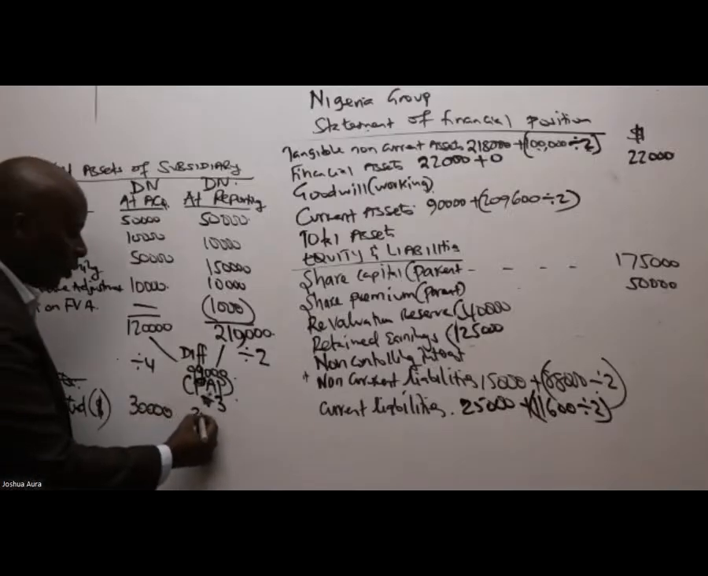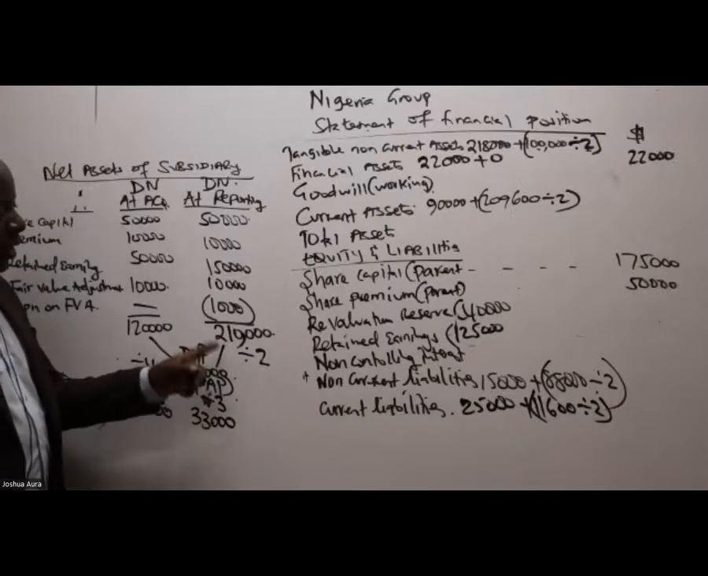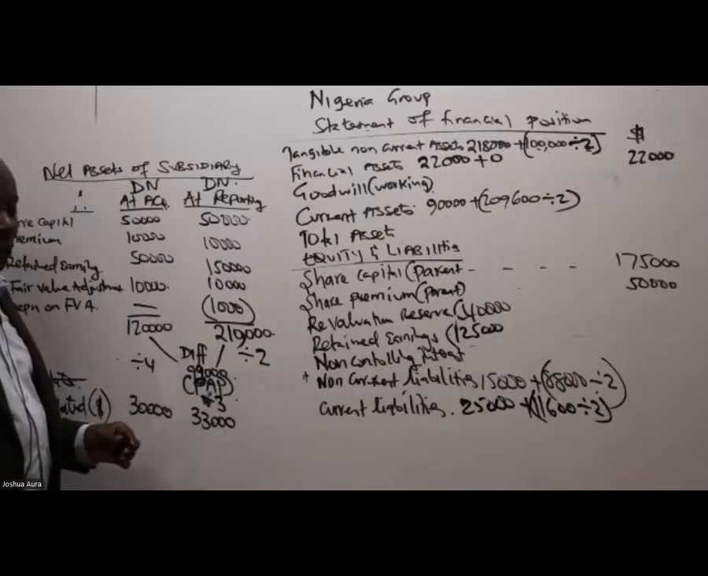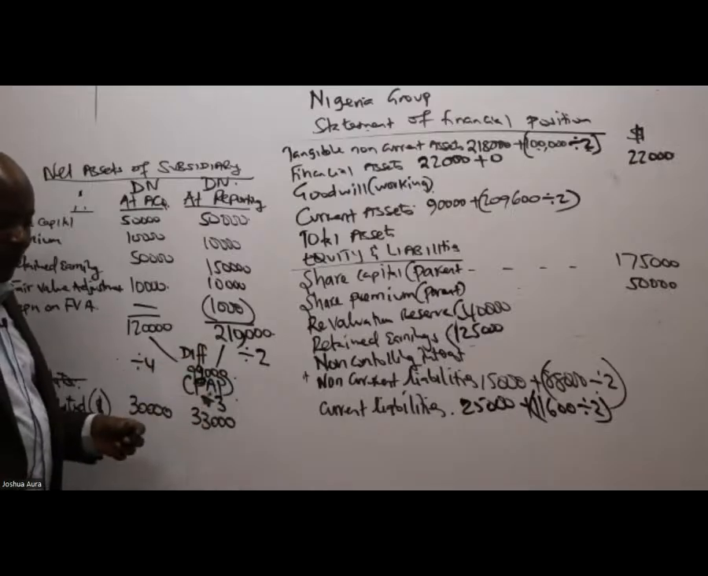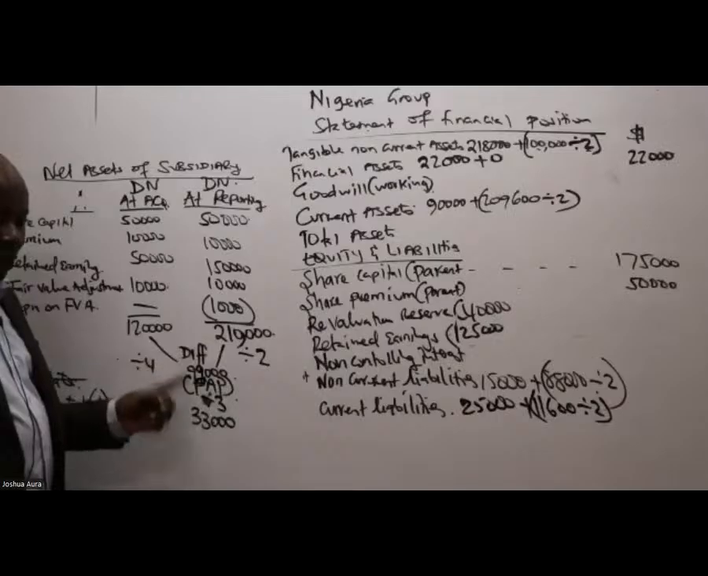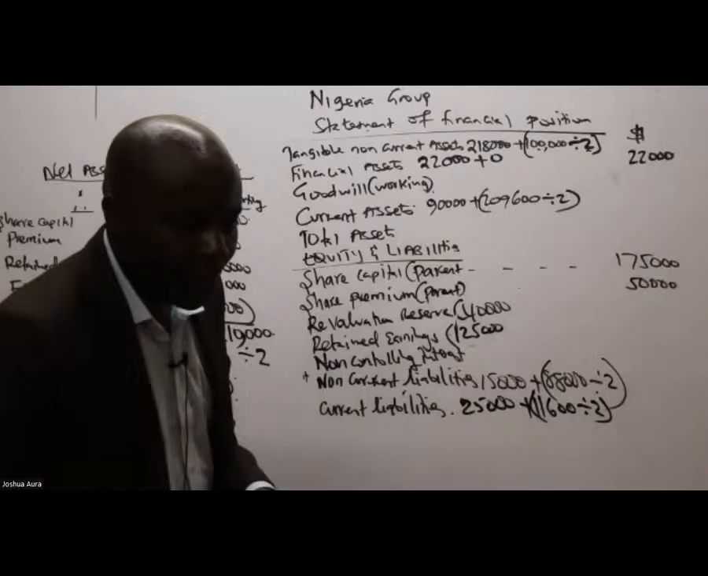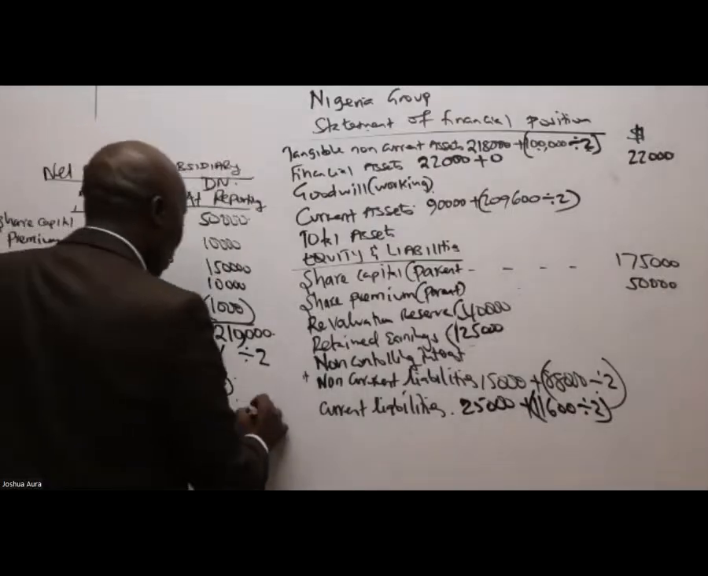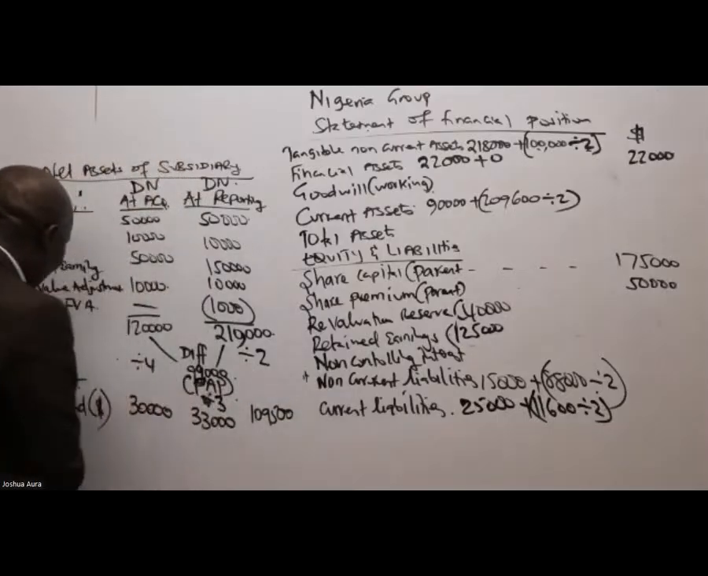33,000. And then we have the last one, which is 219,000 divided by 2. 219,000 divided by 2 gives me what figure, somebody? They're not talking to me. 109,500. So please take a yellow highlighter and highlight this entire thing.